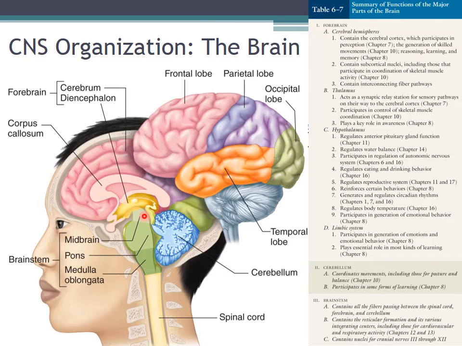Finally, we have the midbrain. In the midbrain, the gray matter regions we're going to talk about are back here in a region of the midbrain called the tectum. In this region of the midbrain, you have what are called the superior colliculi and inferior colliculi, essentially these bumps that you can see here and here.